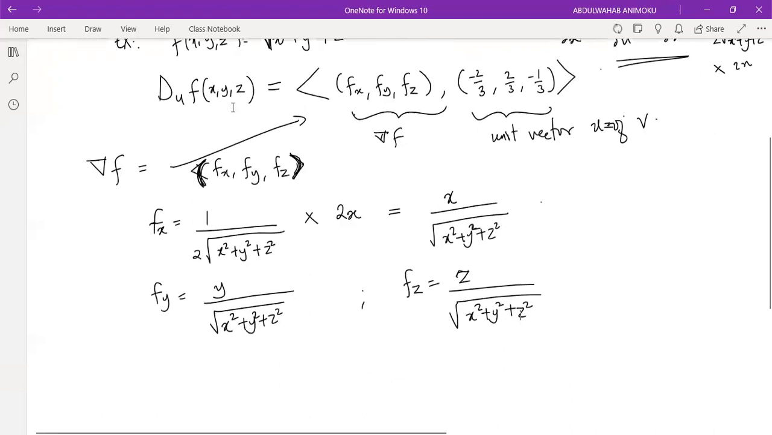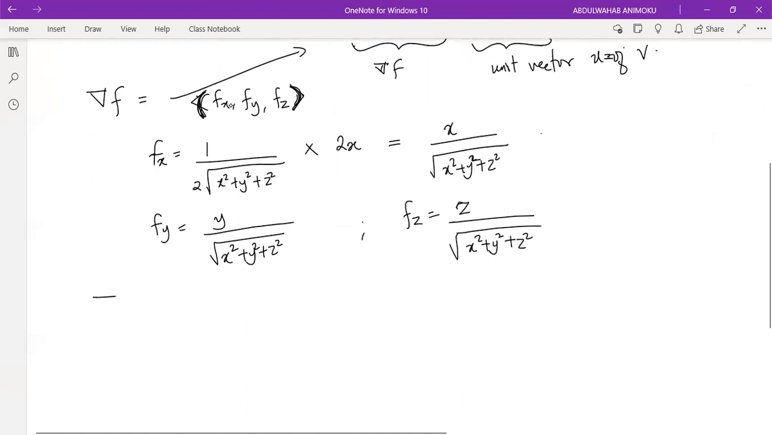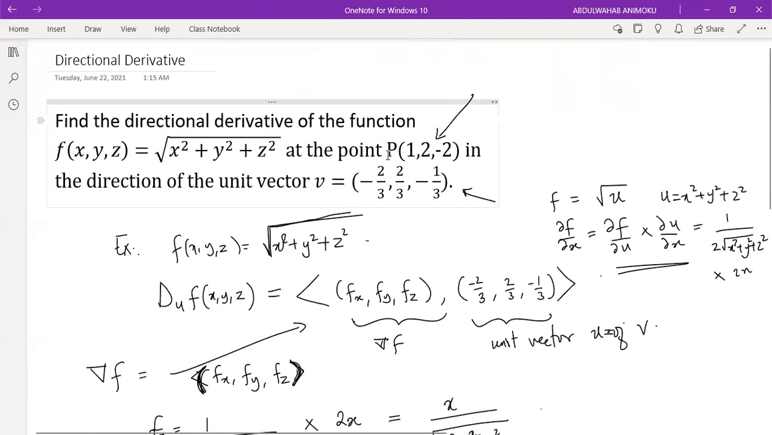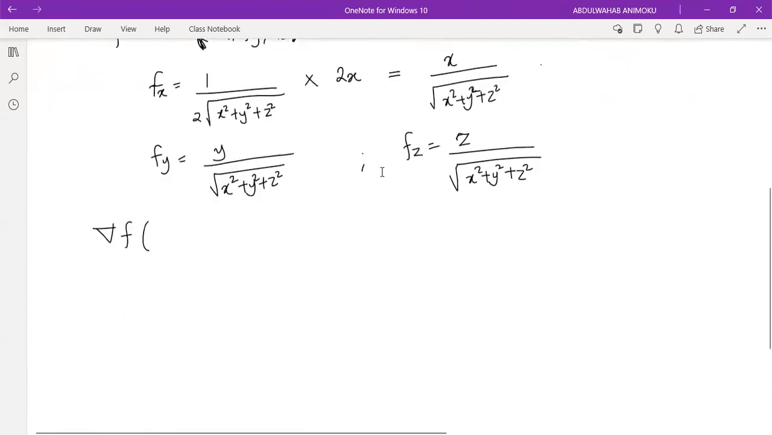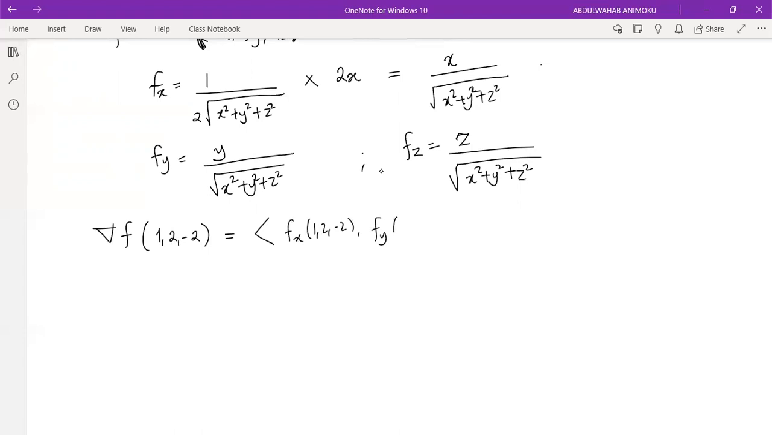Now the next thing is we need to evaluate this gradient at the point that is given. Remember, we are looking for this at a particular point, 1, 2, minus 2. So we need to evaluate this at 1, 2, minus 2, right? So this is fx evaluated at 1, 2, minus 2, fy at 1, 2, minus 2, and fz at 1, 2, minus 2. Okay, so let's see what that amounts to. The first one, remember, is x, which is 1.